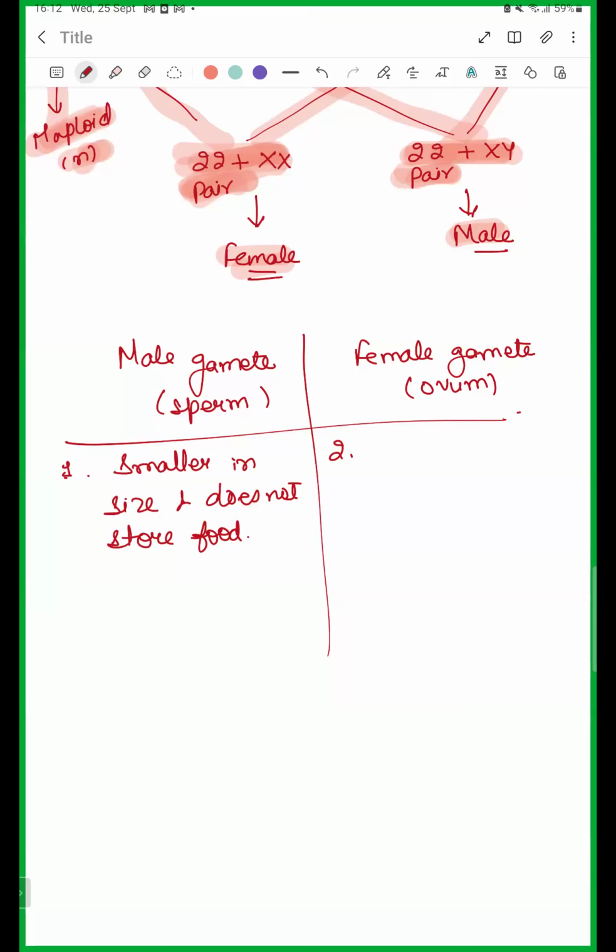So is the case with human beings also. When fertilization takes place, when the zygote is formed, it has to divide repeatedly to form an embryo. So during that process, there should be one gamete which has stored food. The male gamete does not store food. Male gamete is smaller in size. It does not have food. But the female gamete is bigger in size and it has food stored in it. So what are the features? They are complementary.